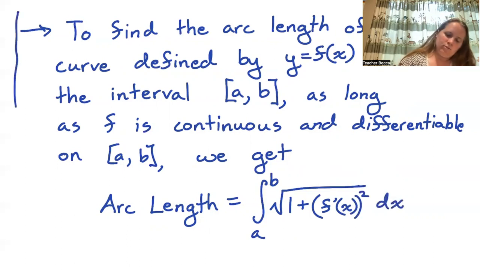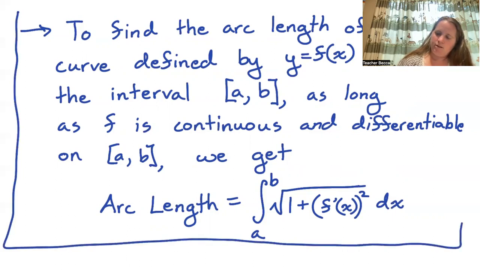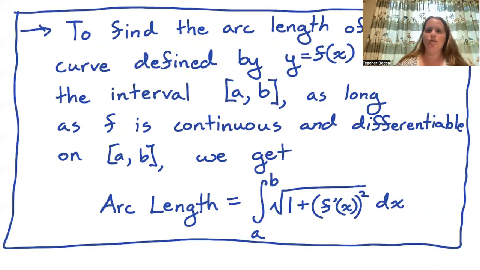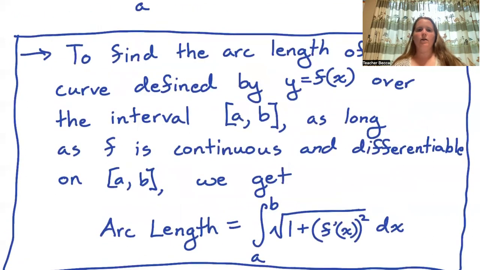So our overall rule is if f is continuous and differentiable on AB, then the arc length between a and b is the definite integral from a to b of the square root of 1 plus f prime of x squared dx. And in the next video, we will go ahead and do an arc length example.